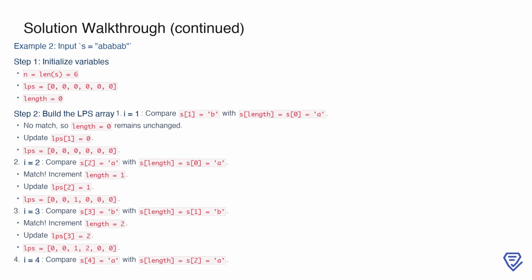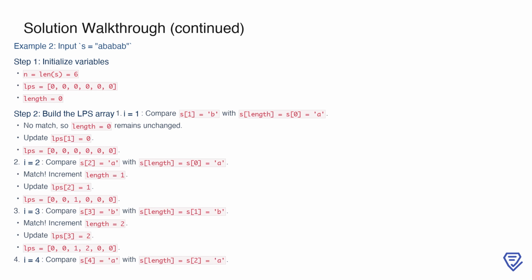For i equals 1, we compare s[1] or B with s[length], which is s[0] or A. There's no match, so length remains 0, and LPS[1] is updated to 0. The LPS array is 0, 0, 0, 0, 0, 0. Next, for i equals 2, s[2], or A, is compared with s[0], which is also A.